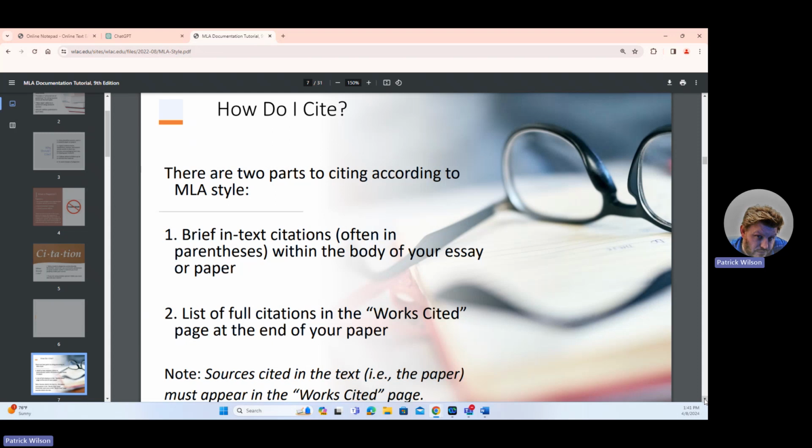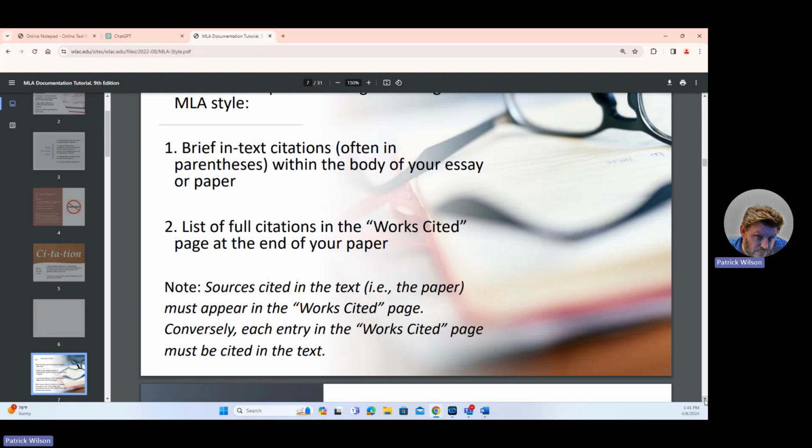How do you cite? There are 2 parts to citing according to MLA. You have brief in-text citations, often in parentheses, within the body of your essay or paper, and then you have a list of full citations in your works cited page at the end of your paper. Note, a source cited in your text, i.e. the paper, must appear in the works cited page. Conversely, each entry in the works cited page must be cited in the text of your essay.